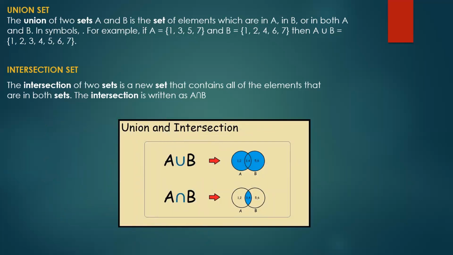So this is an example. This is an illustration of the intersection and the union set. So this one is A union B. This one is A intersection B, according to the Venn diagrams.